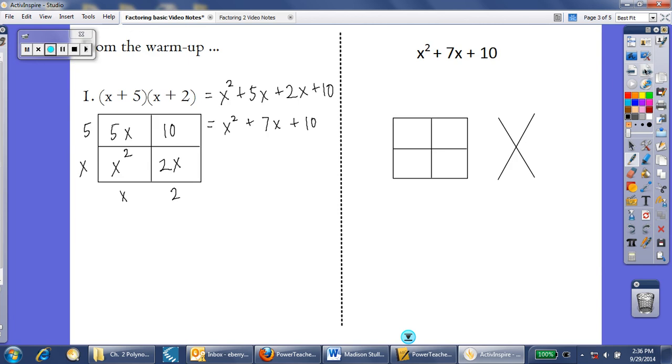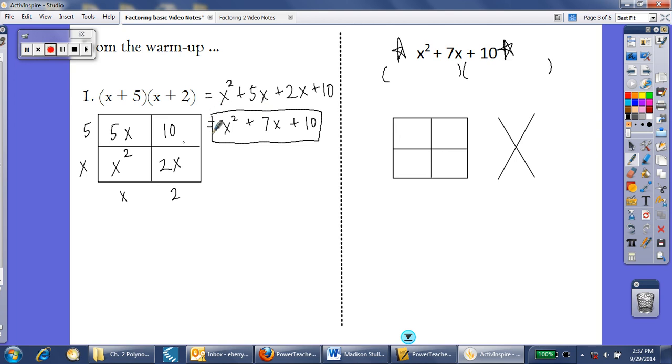Now today, we'll be looking at going backwards. So imagine from the warm-up, I actually started with this. And the whole purpose now is to go backwards. I want to factor this and put it back into parentheses like this. Looking at my final answer, you can see how I got there from the warm-up.